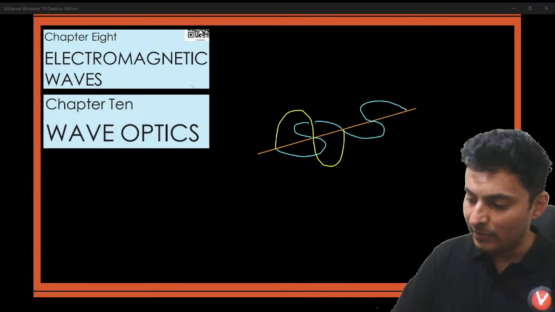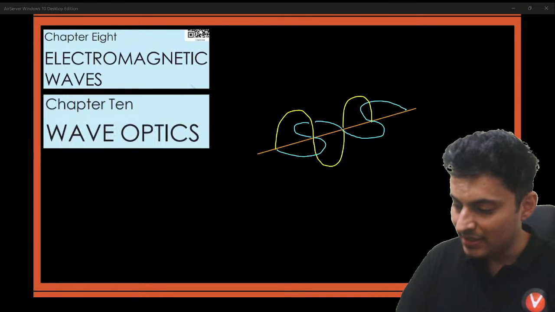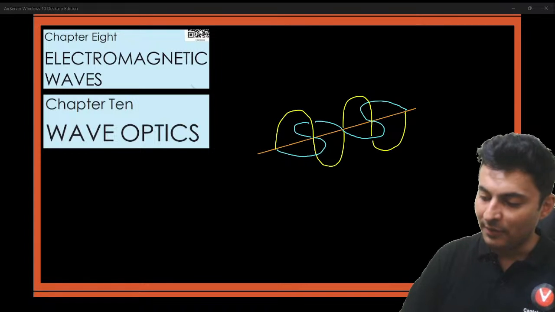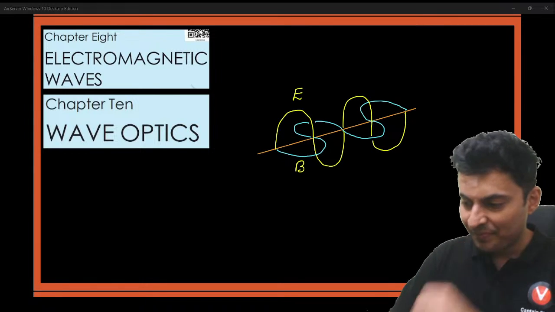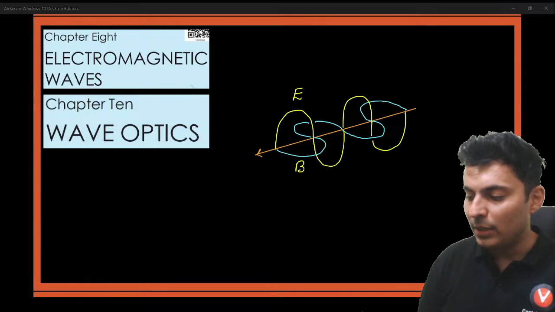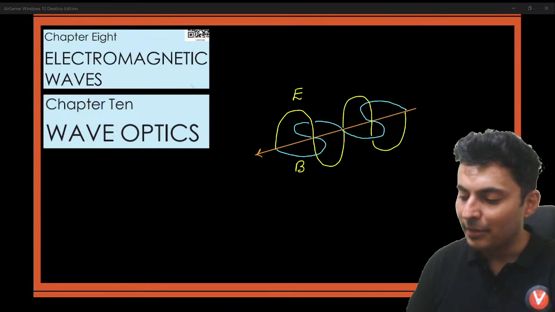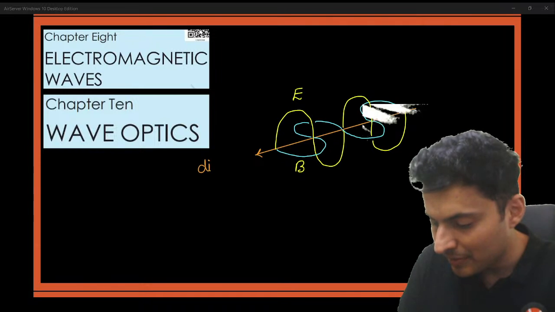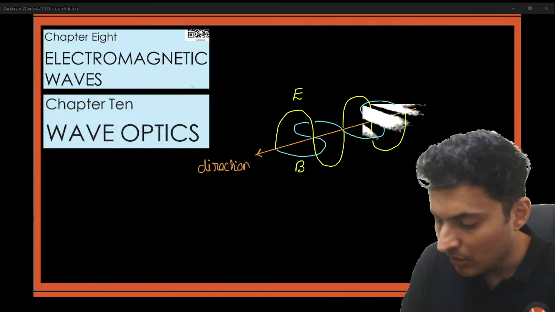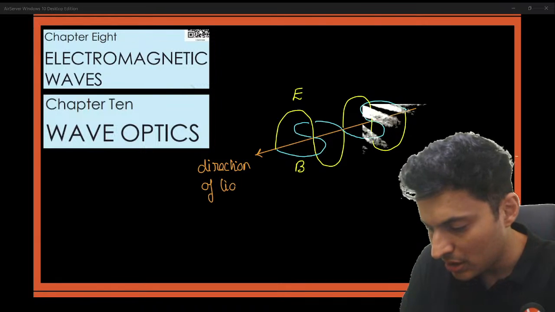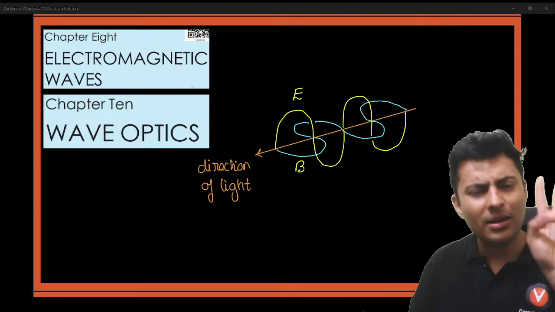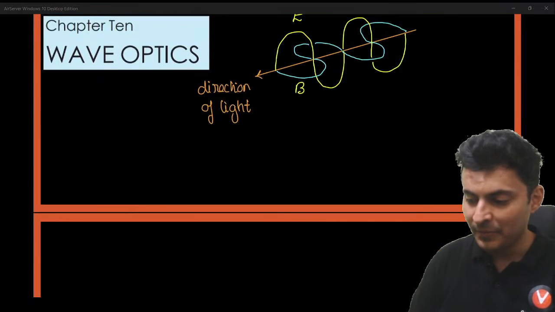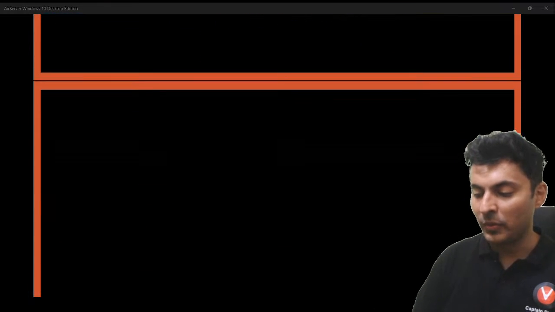These are in two perpendicular planes. One is electric field, other one is magnetic field. And this is how light will move. Electric and magnetic fields. This is the direction of light. So the direction, electric field and magnetic field, all three are mutually perpendicular to each other. That's one diagram which you must know.